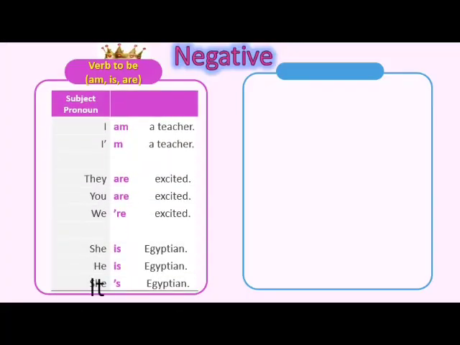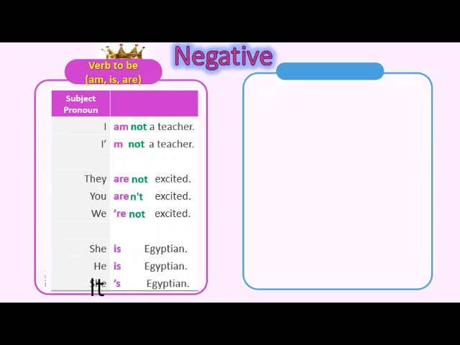The negative form. With verb to be, add not to the verb. Example, I am not a teacher, or the short form, I'm not a teacher. They are not excited, or you can use the short form, you aren't excited, just add an apostrophe t, or we're not excited, apostrophe re plus not.